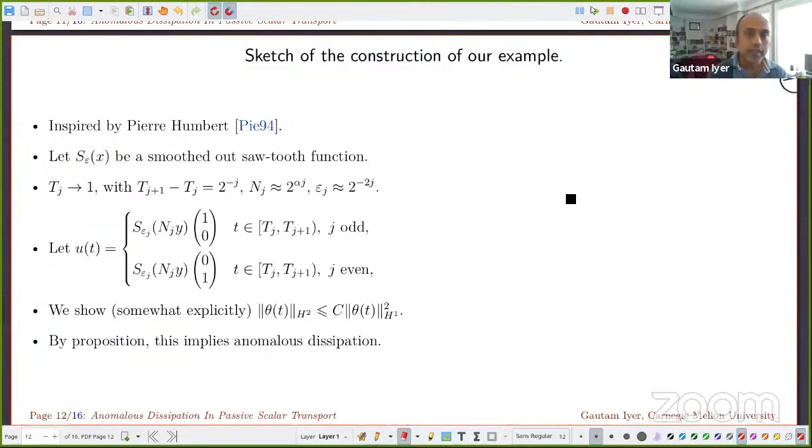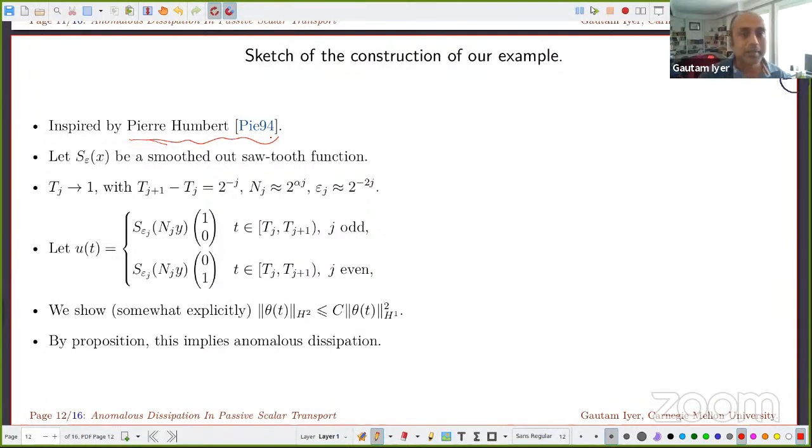So here's a sketch of our example. This is inspired by these velocity fields that Pierre Humbert had in the 90s. What he did was he took a vertical sine shear and a horizontal sine shear and just alternated them. Of course, this doesn't get you anything. So instead, he randomized phases. I take a vertical sine shear and shift it up or down randomly. Then I alternate with a horizontal sine shear and shift it left or right randomly. And this gets you beautiful mixing. So he had this in the 90s.